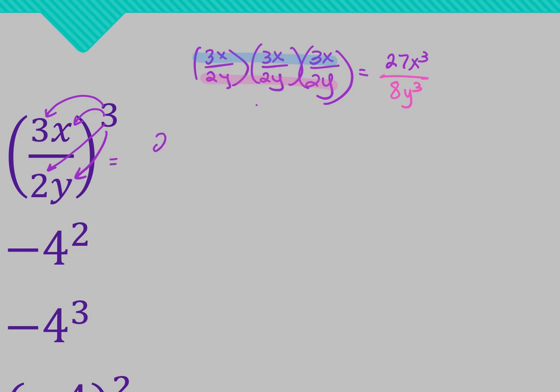So 3 to the third gives me 27. X to the third is x to the third. 2 to the third is 8. And y to the third is y to the third. It's faster, but it gets you the same answer. So if your brain likes the first way, stick to it.